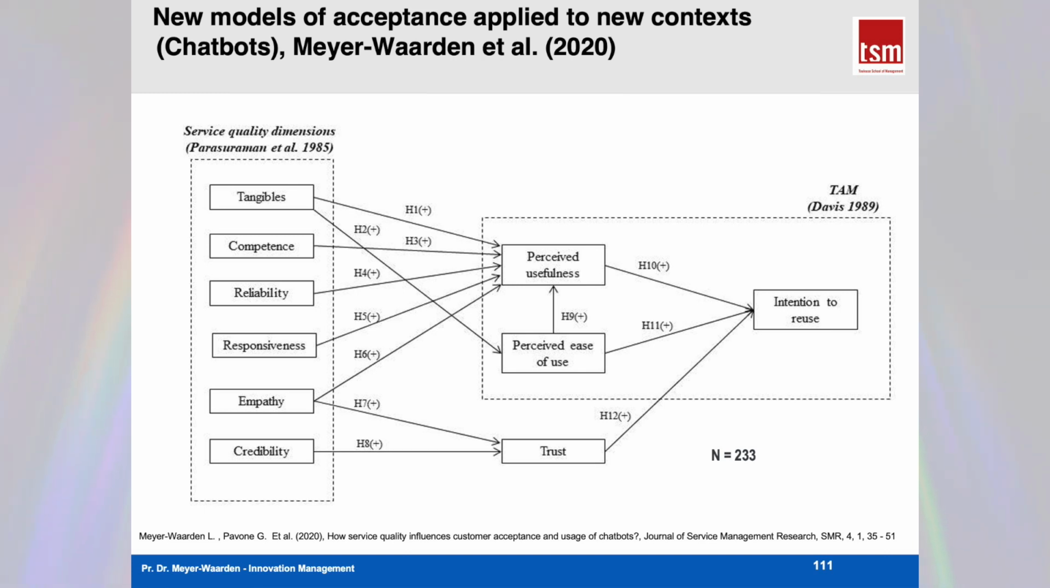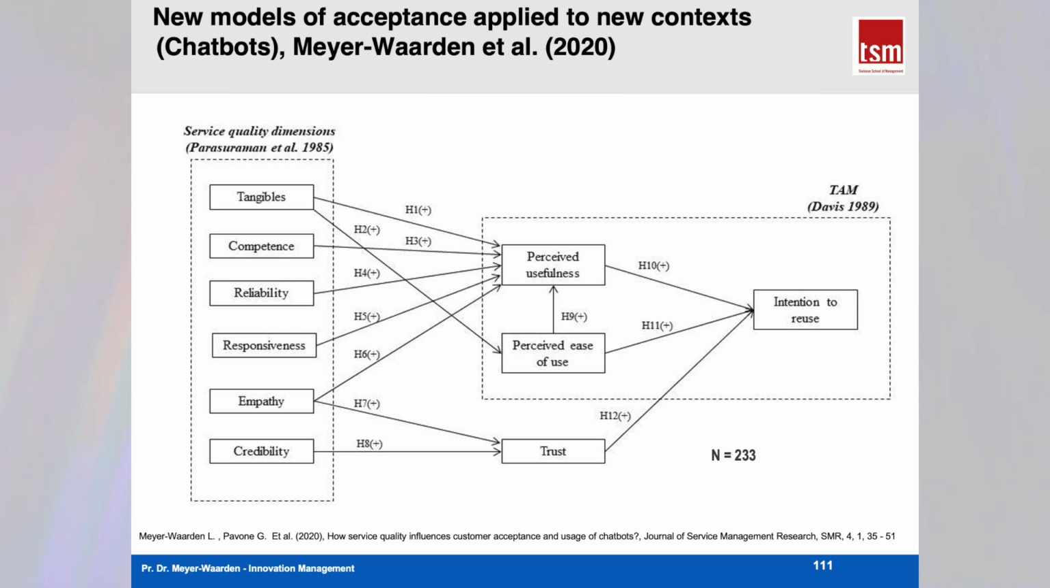The competence of the service provider, represented by the chatbot, has also a positive impact on usefulness. The reliability, that is, the more the chatbot is reliable in terms of information giving and information search, the higher will be the usefulness. The more the chatbot is responsive, that is, acts quickly in order to satisfy the information requests of the user, the higher will be the perceived usefulness.